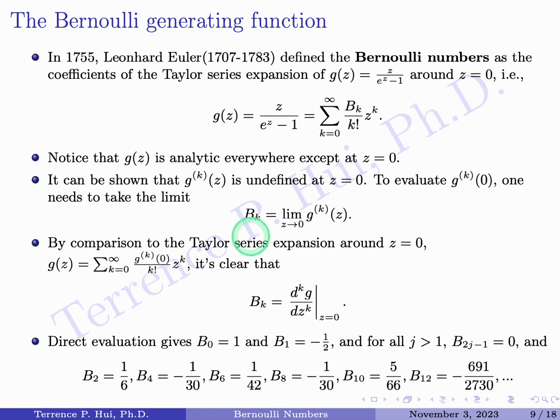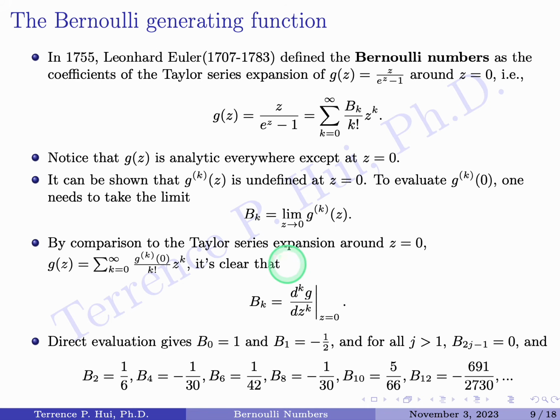So what do I do? Well, it turns out if you cannot evaluate a function at 0, you can consider the limiting behavior of the function near 0. So it turns out that b sub k is the same as taking the limit of the kth derivative of g, letting z go to 0. It's the same as that limit, okay? And so by comparison to the Taylor series, or Maclaurin series at 0, it is clear that b sub k is just the kth derivative evaluated at 0.